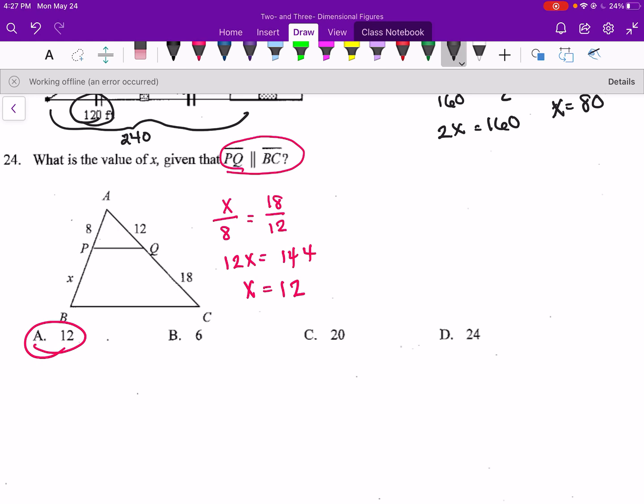If you didn't remember that, then you could do small triangle over large triangle equals small triangle over 12 plus 18 is 30, and solve that. You will still get x equals 12.